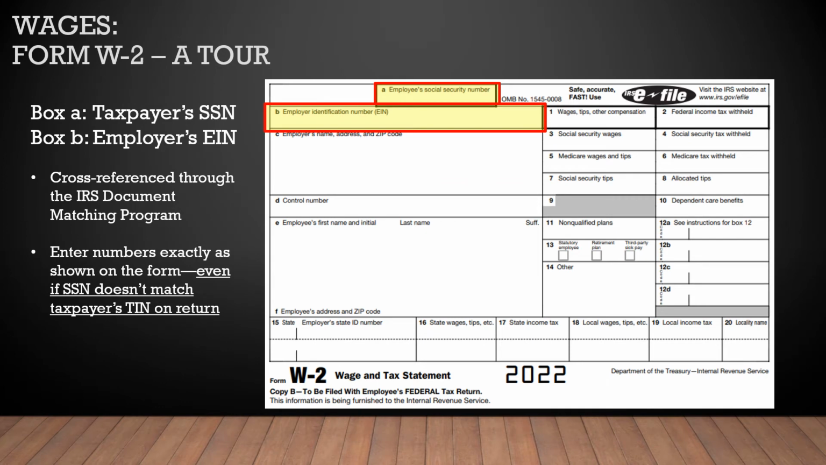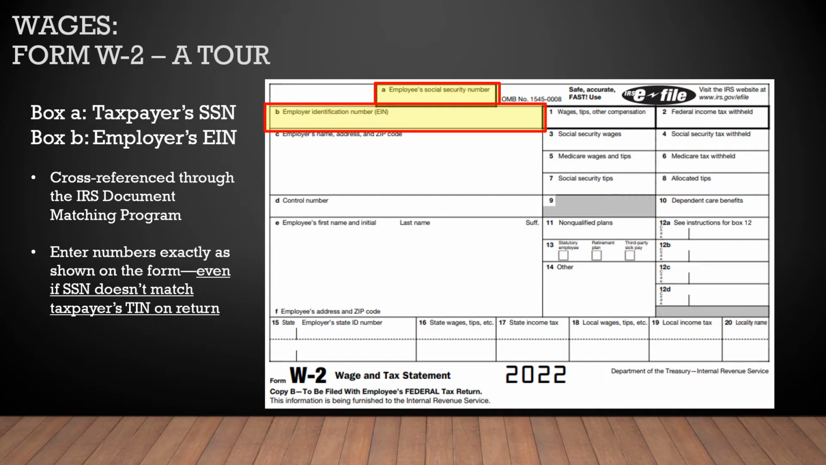So we are going to begin our discussion of taxable income with earned income, and more specifically wages, which is probably the most common source of income we are going to see. And those will be reported on Form W-2. Many of you may have seen your own W-2, but for those of you who might be new to looking at all of the little boxes and what they mean, we're going to take a little tour.